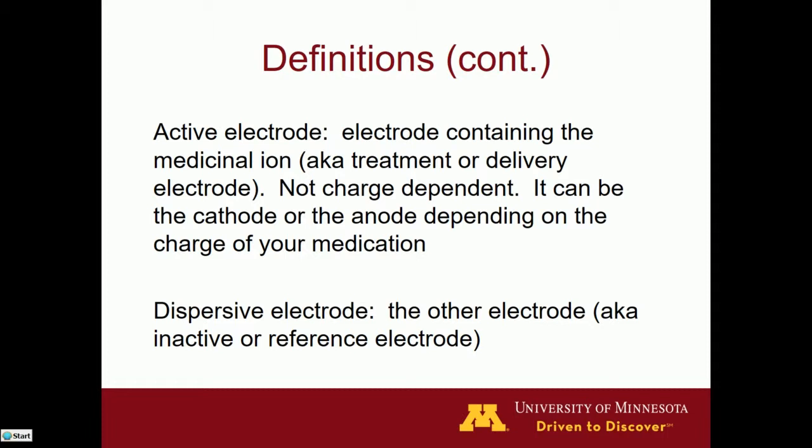It's important to know that it's not charge dependent, and what I mean by that is the cathode or the anode could be the active electrode. It depends on the charge of your medication. So if you're choosing to use a positively charged ion, the positive electrode will be the active electrode. If you're choosing to use a negatively charged ion, your negative electrode is going to be your active electrode. And then there's your dispersive electrode, which is basically the other electrode. It can also be termed the inactive or the reference electrode.